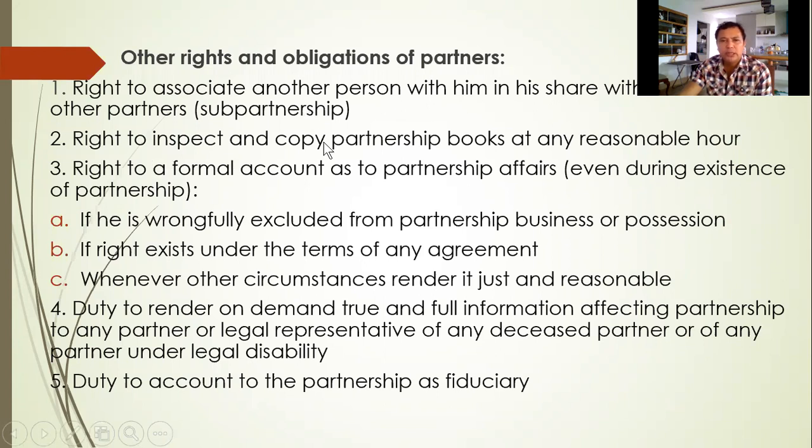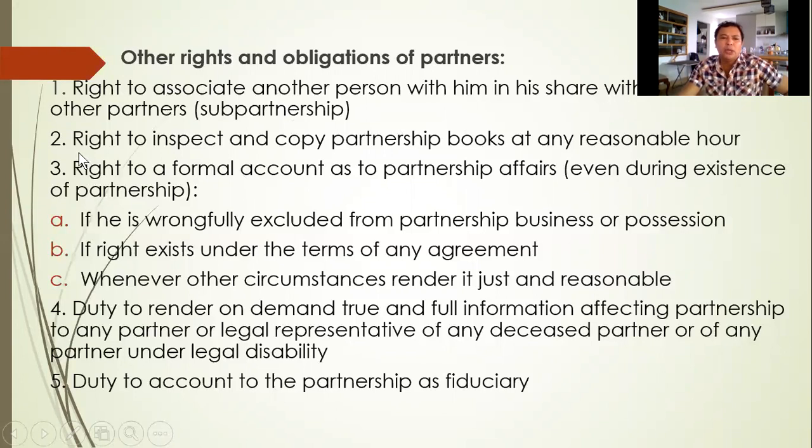Now we go to the other rights and obligations of partners. A partner has the right to associate another person with him in his share without the consent of the other partners. So if you're a partner and you want to share your interest or profits with another person who is not a partner, then that's what you call a sub-partnership. And it is without the consent of the other partners. Even without the consent of the other partners, if you're sharing your profit or interest with another person, that is called a sub-partnership.